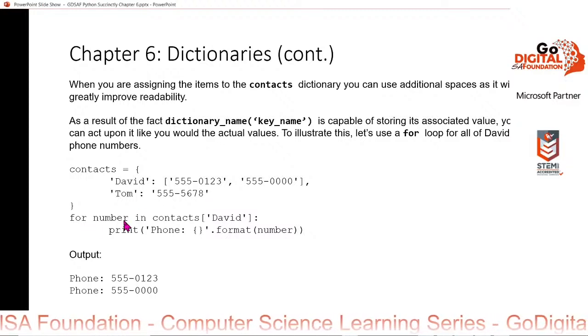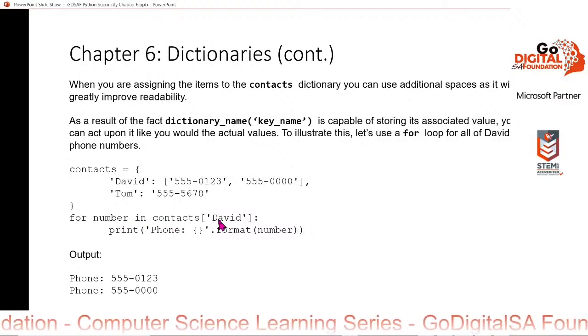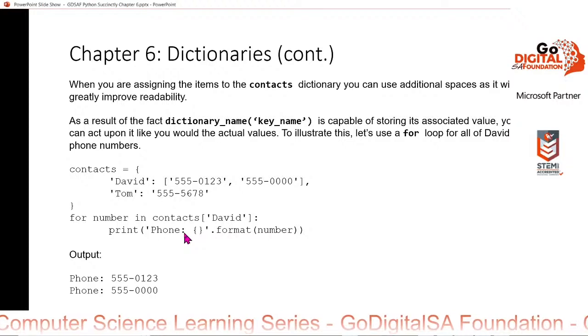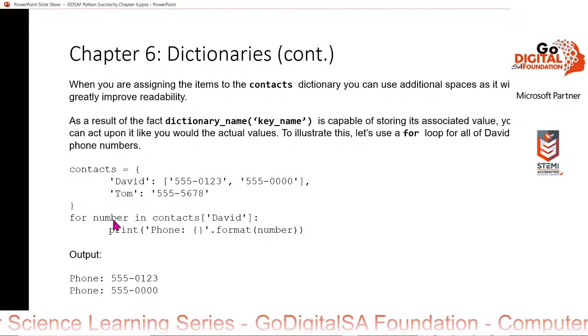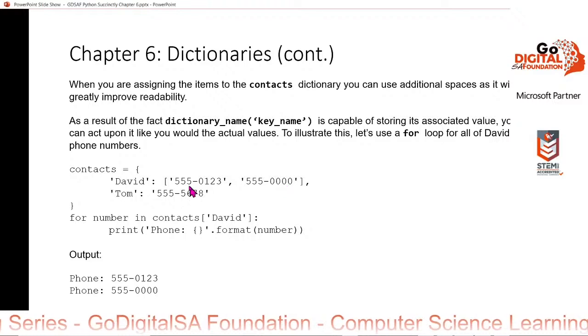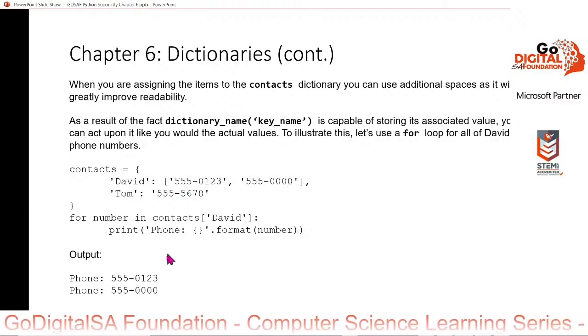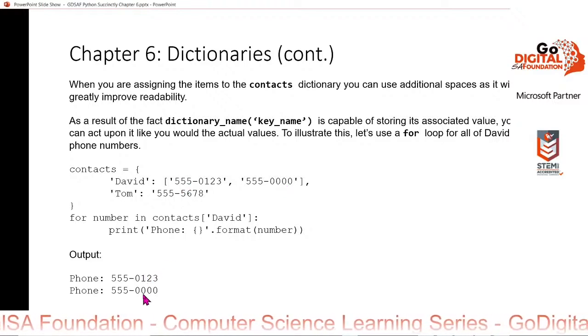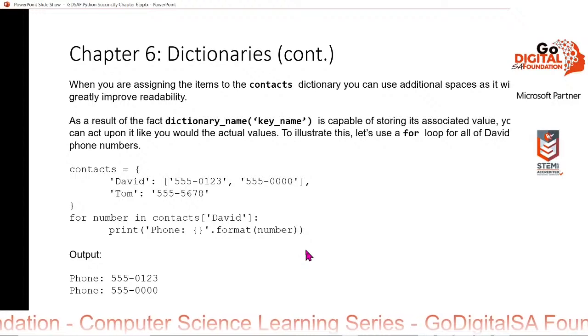So if we say for number in contacts David, print phone format number, this is going to go through the list that is the value of David. Okay, so it will print the 2 values in the list.